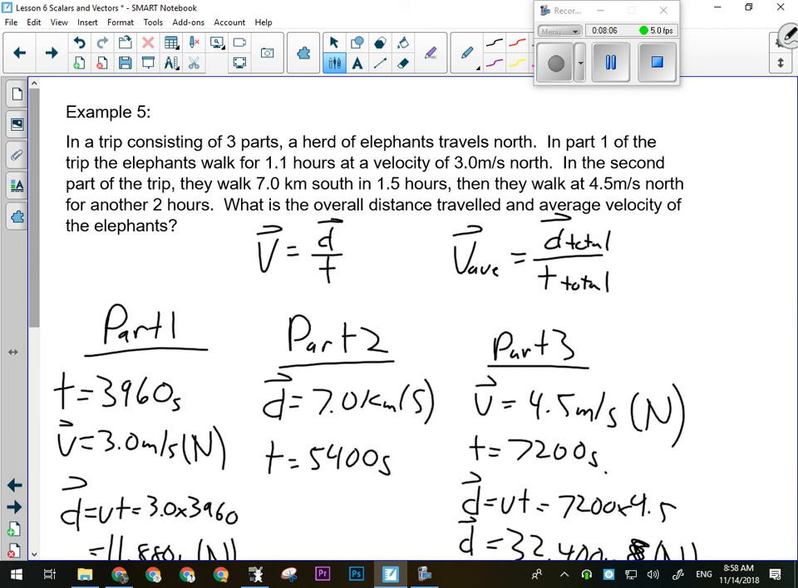Anytime I'm doing a calculation with v equals d over t or any of the kinematics formulas, if I have a velocity and a time, the time units have to match. If it was in kilometers per hour, I could leave it in hours. But because it was in meters per second, my time units have to be in seconds. They have to match what's in the velocity.